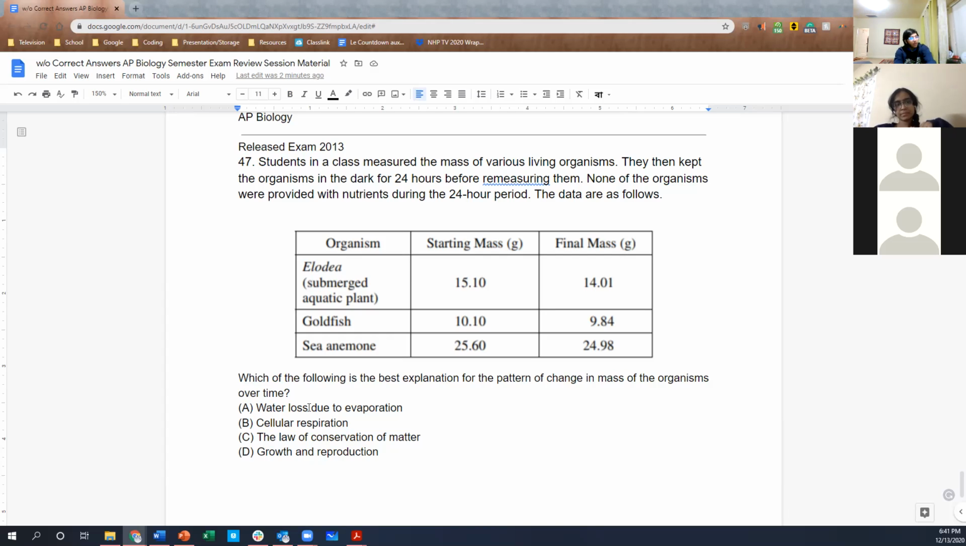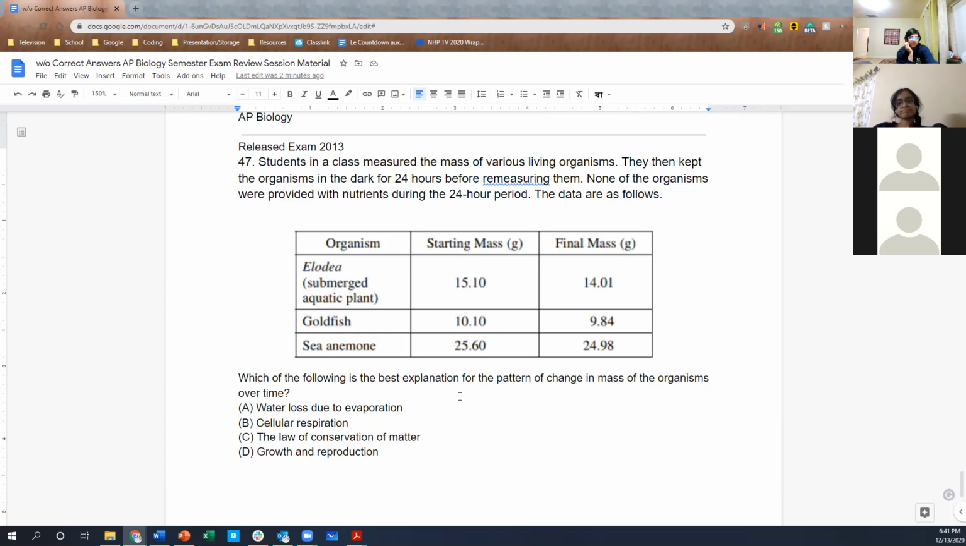So, water loss due to evaporation. Well, they're all in the water. It's because they're in the dark. If they're in the dark, then they can't evaporate. Yeah, how would evaporation happen? So how would cell respiration lead to decreasing mass? I feel like it's not specific enough, like the answer they give. I feel like there has to be more than just stating it. I don't see what you're saying.